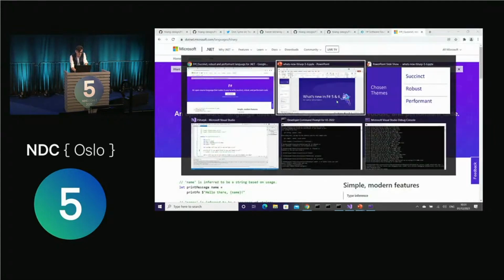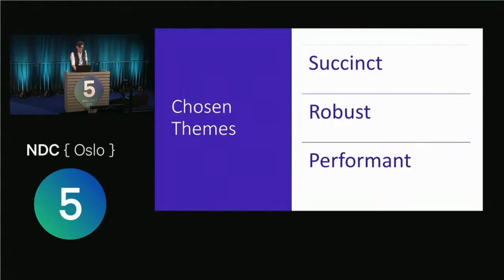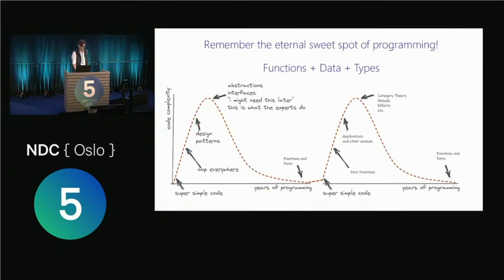Okay, so those are a change in how we talk about F#, and it's perhaps as important as what we've done in the technical work. And part of my change in thinking about F# was really influenced by this image that got tweeted around by Isaac Abraham. And it's based on somebody else's image and then extended out to the right. And it's reminding people that there's this eternal sweet spot of programming, which is functions and data.